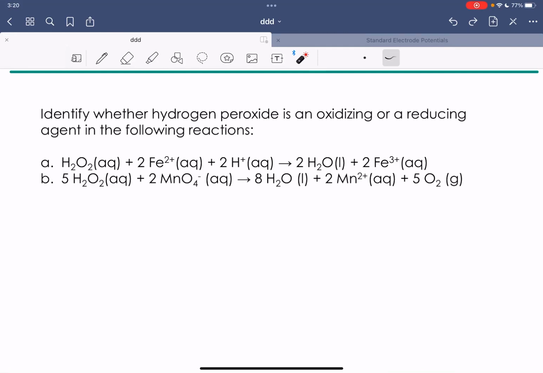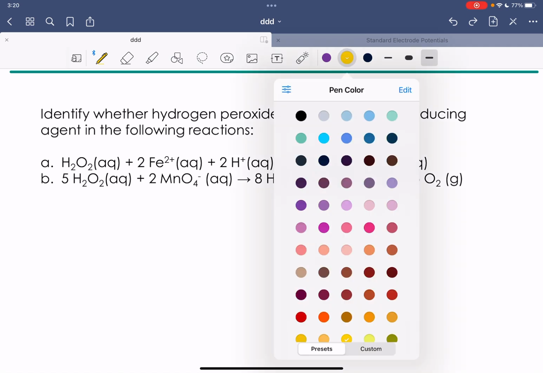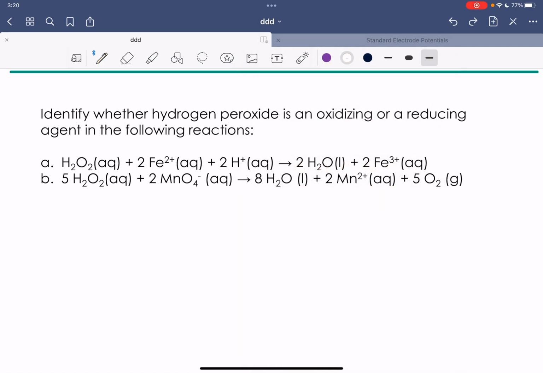Okay, let's try to do a couple of these examples. Let's do A and B. Identify whether hydrogen peroxide is an oxidizing or a reducing agent in the following reaction. So let's do letter A. Let me erase letter B for now. Let's do that.